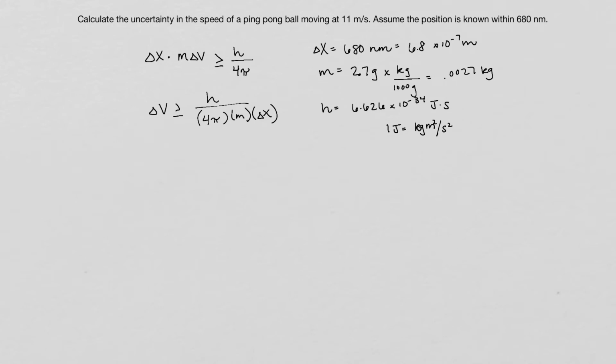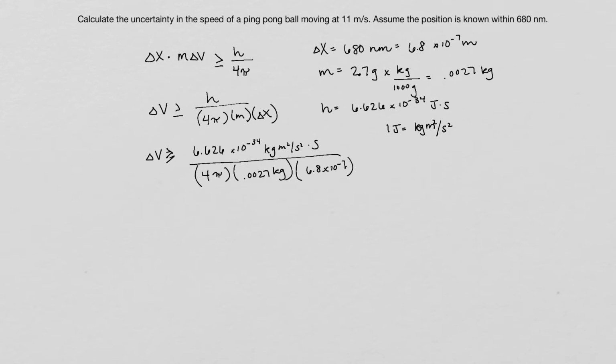So now we can go ahead and add in our values. So we have delta v greater than or equal to 6.626 times 10 to the minus 34th kilogram meter squared per second squared times seconds. That's our joule seconds. Divided by 4 pi times 0.0027 kilograms times 6.8 times 10 to the minus 7th in meters.